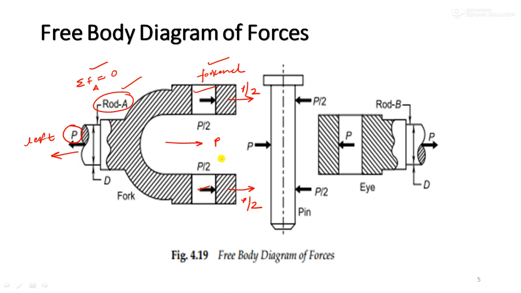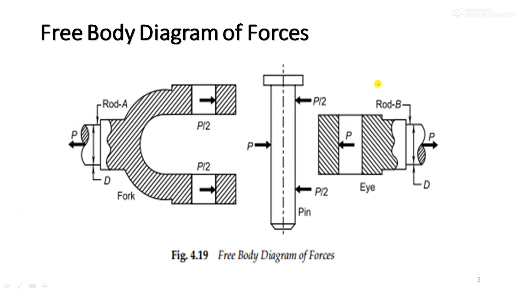So I hope you have understood the forces acting on the fork end of the rod, that is rod A. Now once we understand this, let us consider the second part. Now consider a rod B with the eye end. Let us say this is a rod B with the eye end. It is subjected to the horizontal force P towards the right.